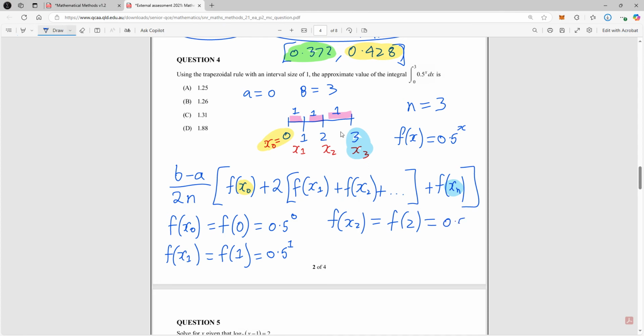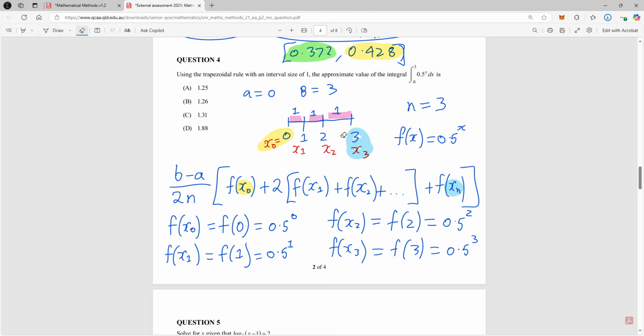So 0.5 to the power of 2. And f of x3, so f of 3 equals, let's go, 0.5 to the power of 3. Okay. So now we have to plug this stuff into our formula here.